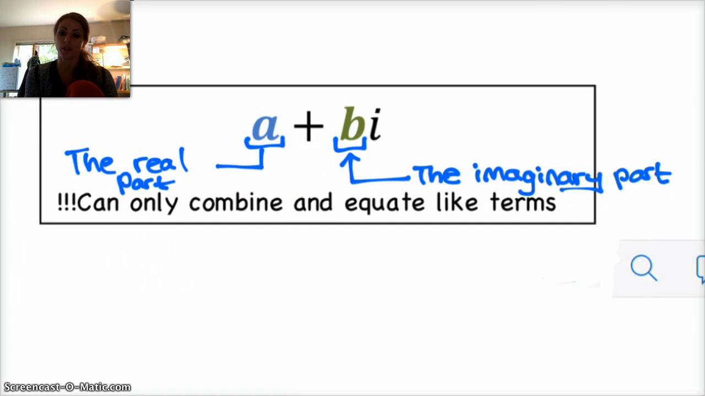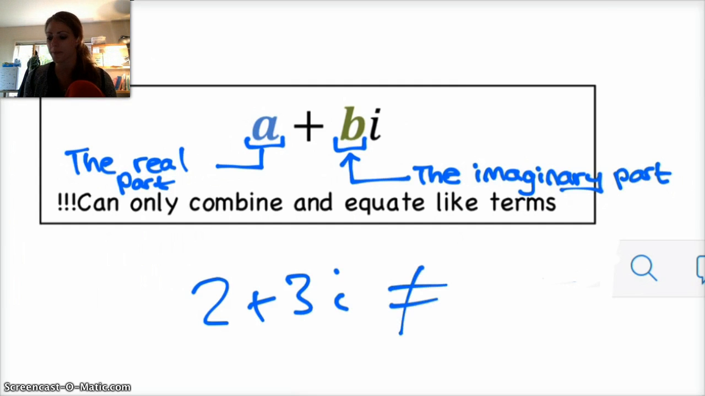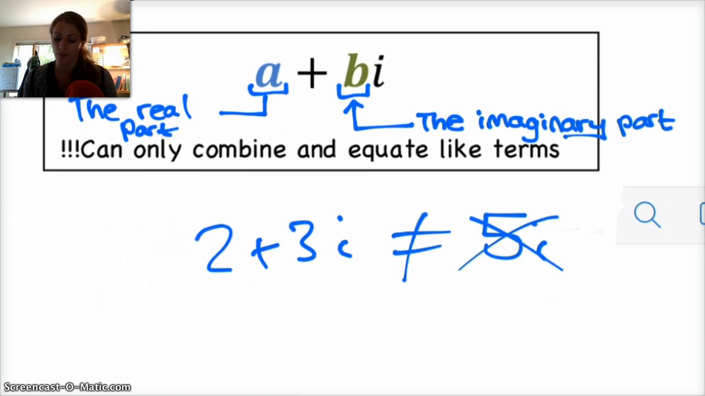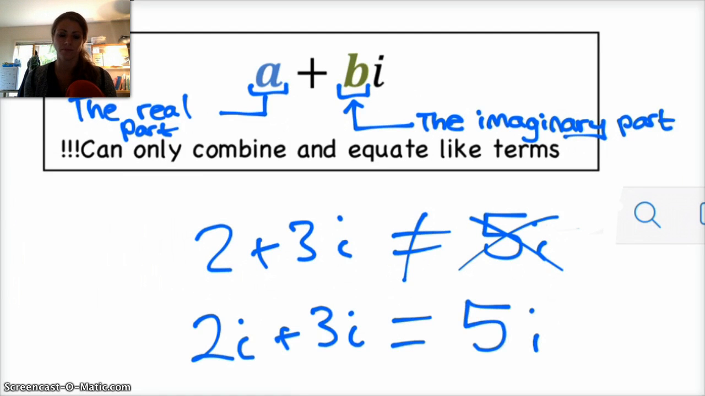Something that's really important is that algebraically, I treat i kind of like an x. So you can't combine a and bi. All you can do is leave it as 2 plus 3i. That's not the same thing. Don't write this down because it's not right. That's not the same as 5i. You can't combine those. So you can only combine like terms. So for example, if I have something like 2i plus 3i, that is 5i, because I have 2 imaginary numbers plus 3 imaginary numbers. How many imaginary numbers do I have now?